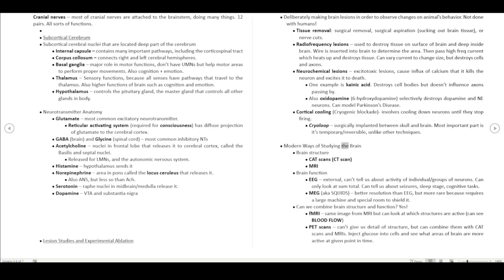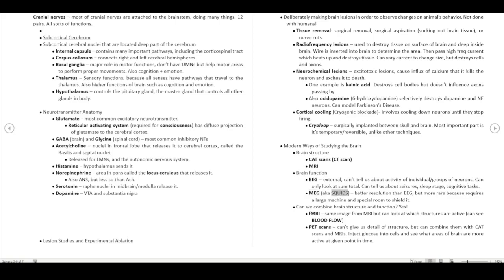Modern ways of studying the brain. Brain structure: CAT scans, CT scan, MRI. Brain function: EEG is external and can't tell us about the activity of individual or groups of neurons. It can only look at the sum total. It can tell us about seizures, sleep stage, and cognitive tasks.